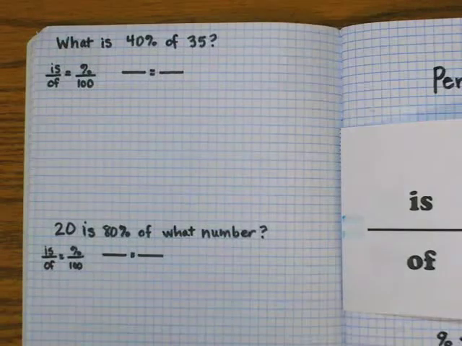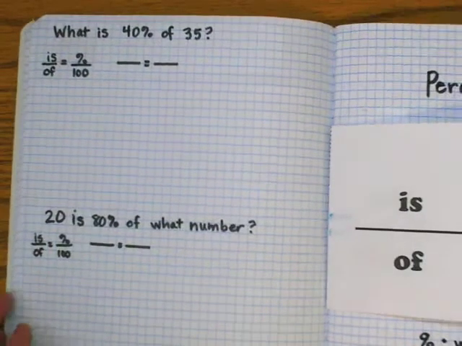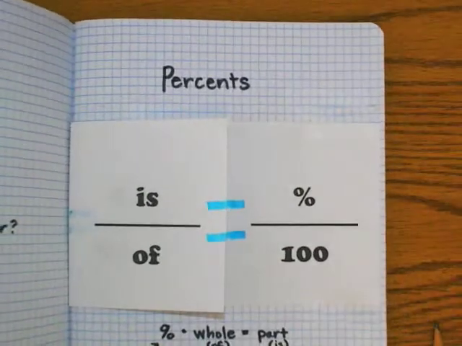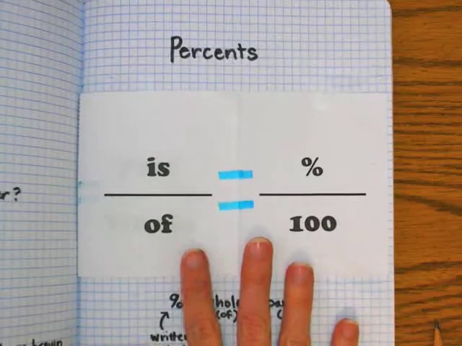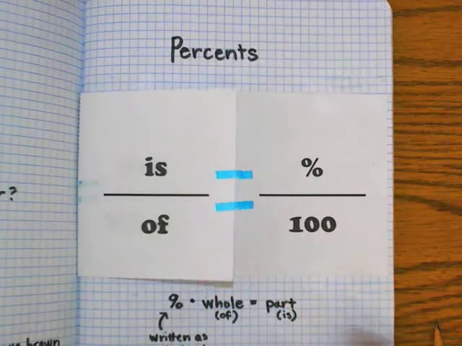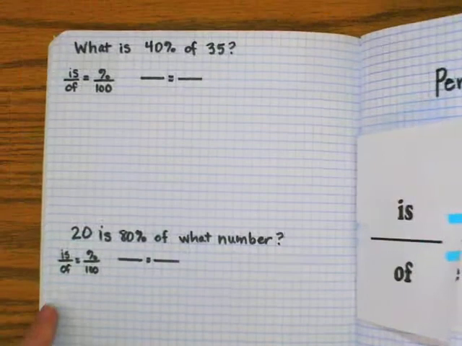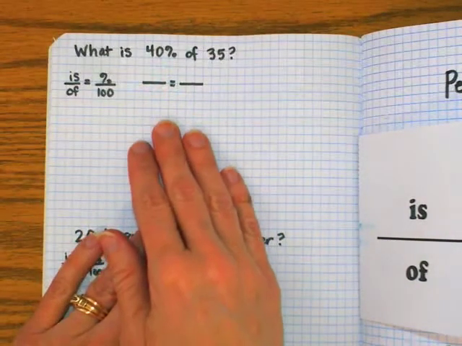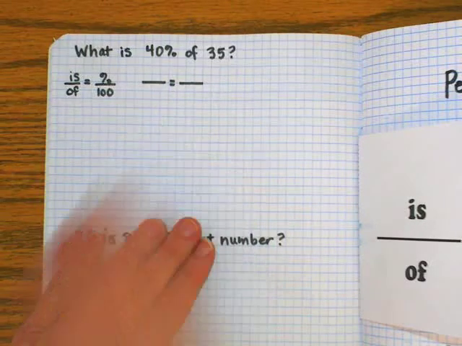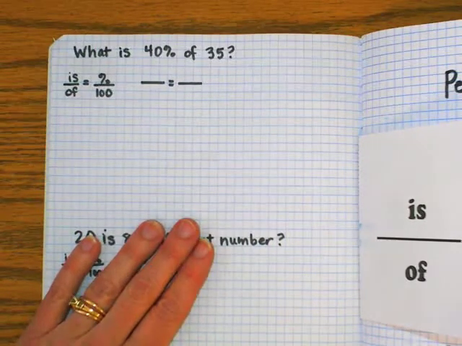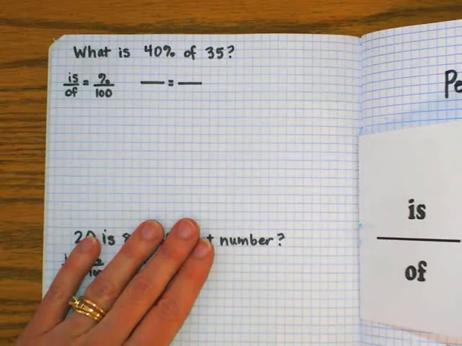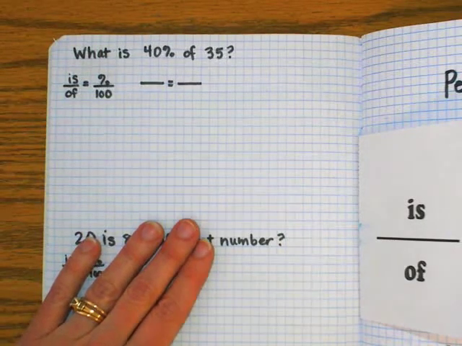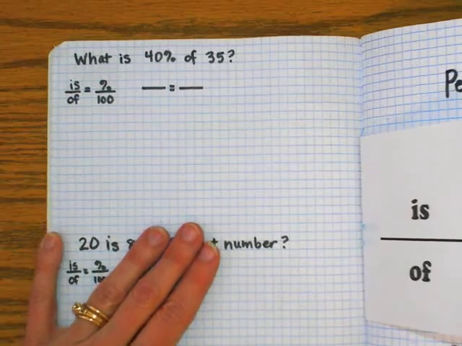In this video, I'm going to explain the notes that should go on the left side of the foldable where you have the percent is over of equals percent out of 100. So if you have already done this top section of what is 40% of 35, then you need to stop and go back to my homework page and look to see the timestamp that I've listed there for where to fast forward to so you get to the bottom part. So if you don't have the top of this filled in, then you start the video right here.